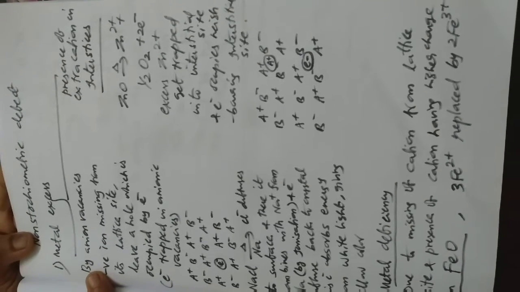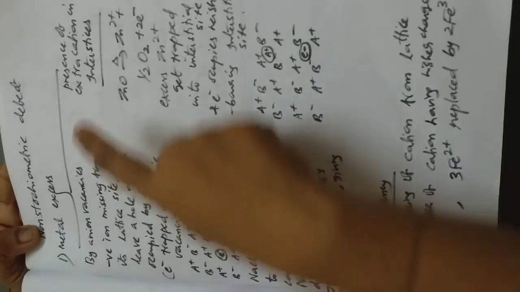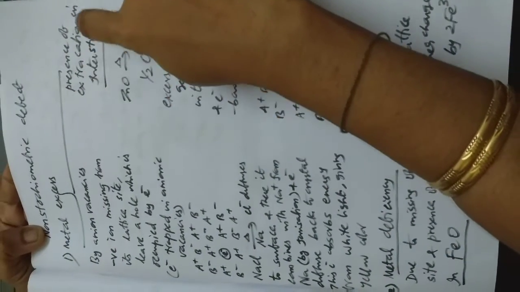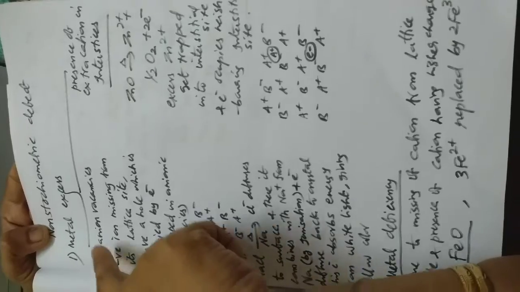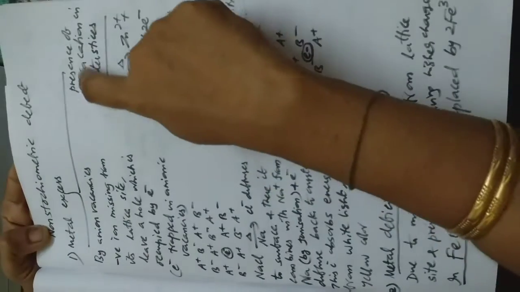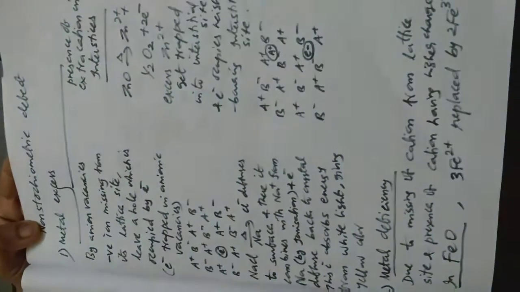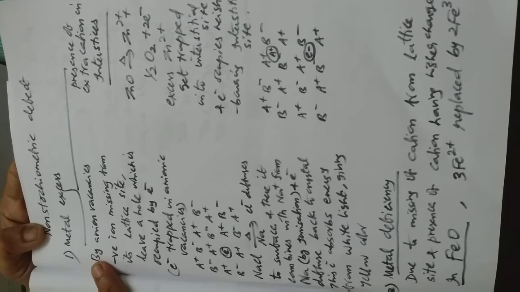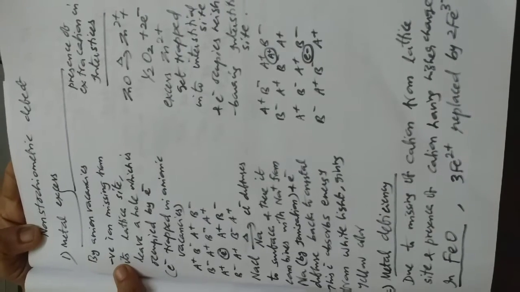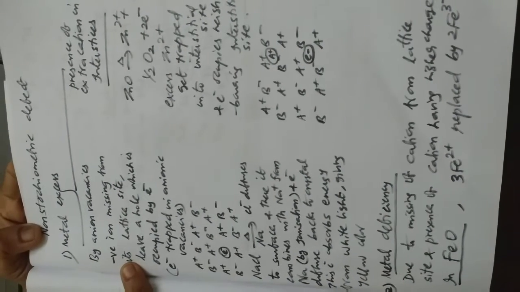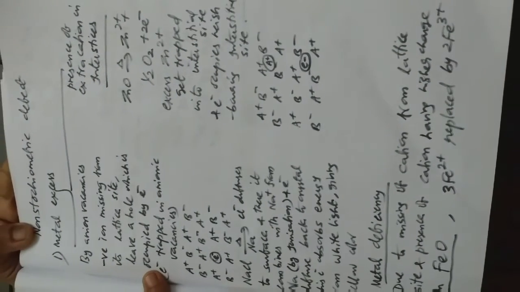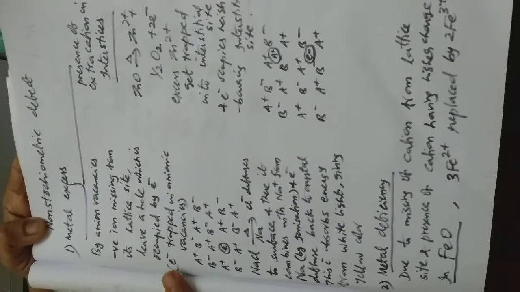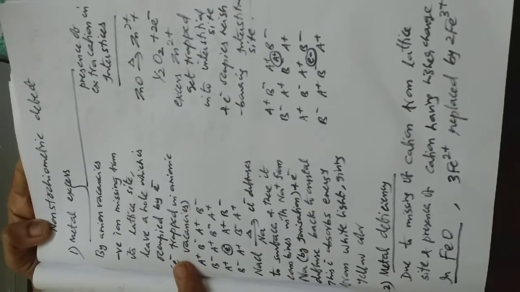Number one is by anionic vacancies. Number two is the presence of an extra cation in the interstices. So the metal will be in excess because of anionic vacancies or the presence of an extra cation in the interstices. Number one, by anionic vacancies: the negative ions are missing from their lattice sites, leaving a hole which is occupied by an electron. That means the electrons are trapped in the anionic vacancies.